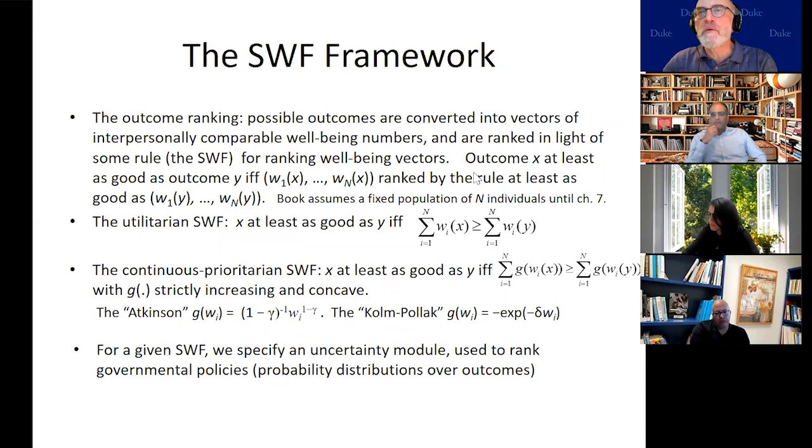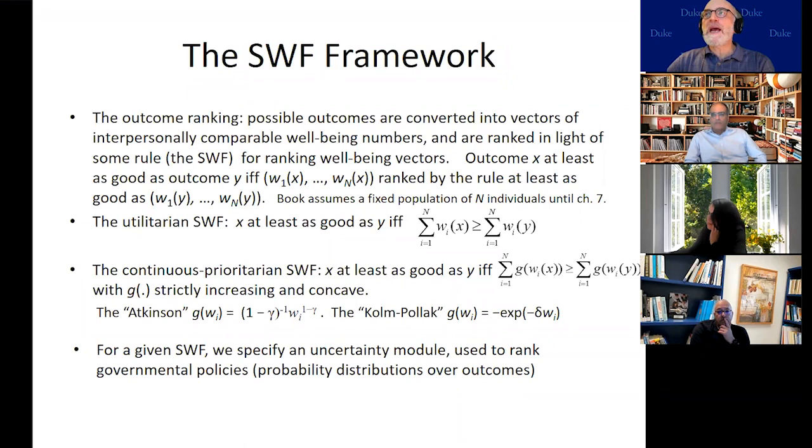For most of the book until chapter 7, I simplify things by assuming a fixed population of individuals. So there are N individuals, and a given outcome, a way that society might go in terms of individuals' incomes and longevity and health and public goods, all that kind of stuff, is expressed as a well-being pattern. That's the welfarism here. So a given outcome X, we have a well-being measure that converts that into a list of well-being numbers. That's one critical component of the framework. Chapter 2 of the book talks in detail about how to do that.